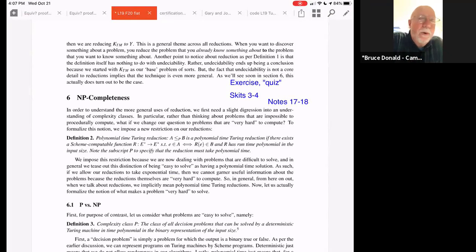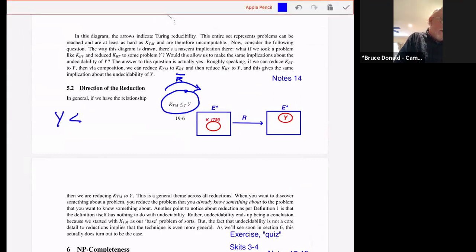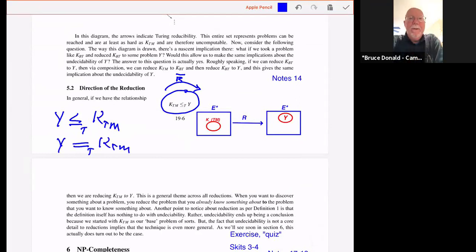Great question. Let me just do a little math here. Suppose that Y is as hard as the halting problem. I could also have that the halting problem is at least as hard as Y. I could have this as well, which in some sense means that Y is equal under Turing reducibility to K sub TM, just like for numbers. So I could do the reduction the other way too. And in fact, for most of these things, the reduction works in both directions. In other words, I can prove that the halting problem for thunks is equivalent in hardness to the halting problem. I can prove that the equivalence problem is equivalent to the halting problem.